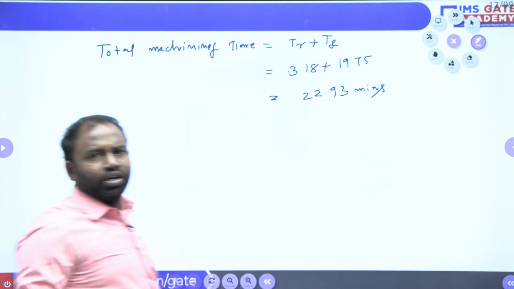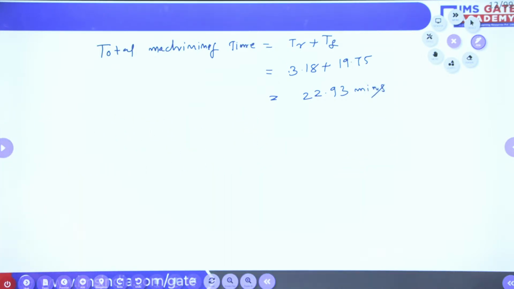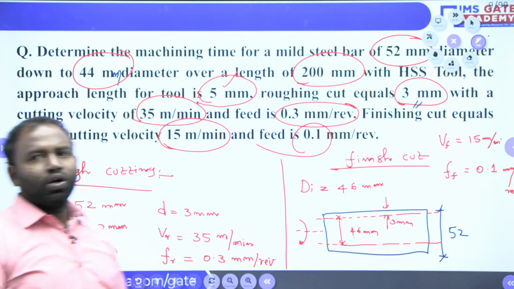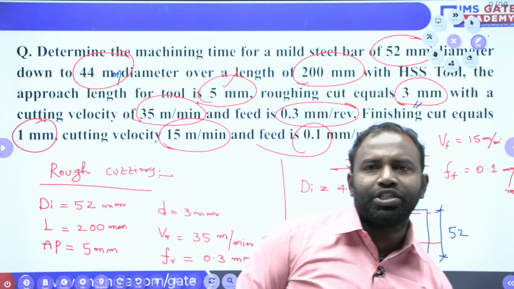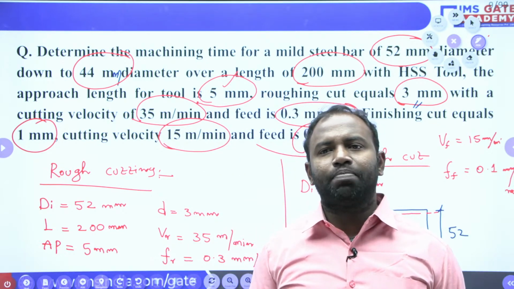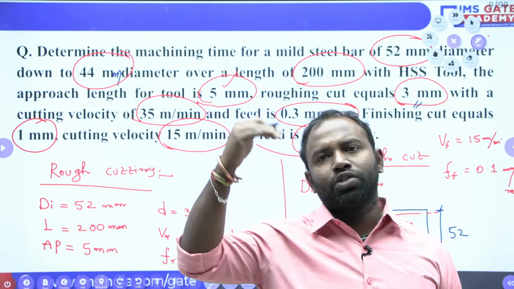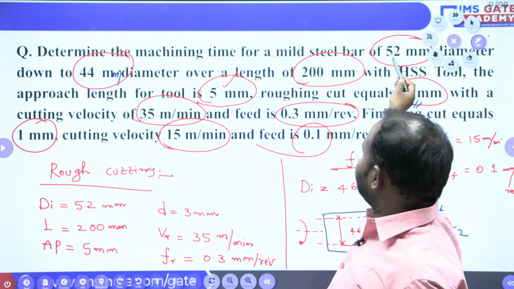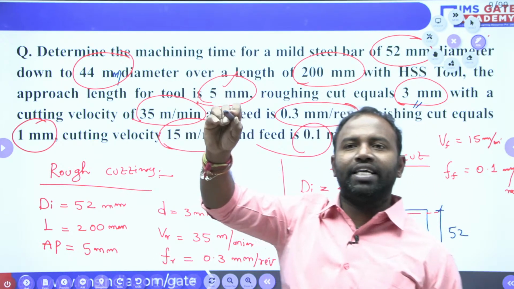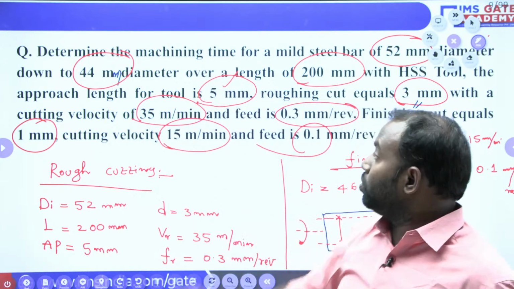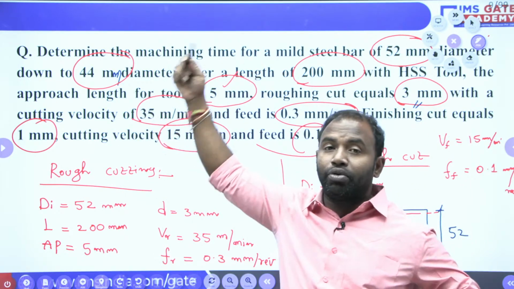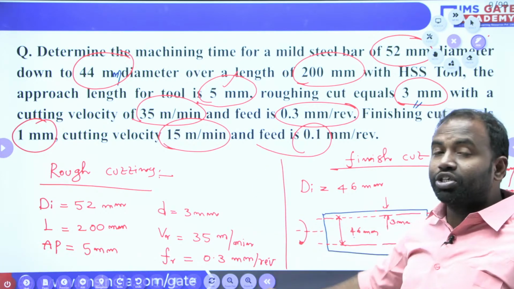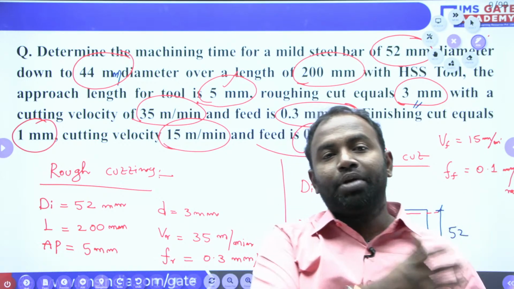Okay, clear everybody guys? Now understanding the question is important here. Two cuts take place during the turning operation. One is a rough cut. For the rough cut they have taken a depth of cut of 3 mm, so it is reduced from 52 to 46. In total we have to reduce 52 to 44, but 52 to 46 is the rough cut, and 46 to 44 comes under the finishing cut. So that is why I have calculated individually the time required for the rough cut and for the finishing cut.